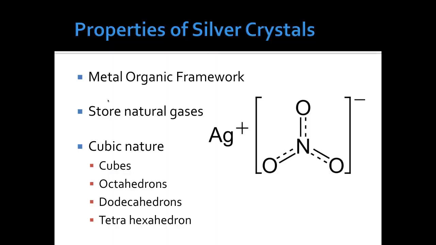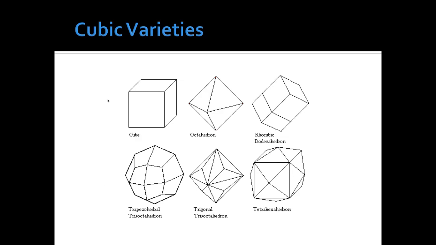Some properties of silver crystals are that they are a metal organic framework, which means they can store gases. They also have a cubic nature. They form in cubes, octahedrons, dodecahedrons, and tetrahexahedrons. This is the chemical symbol for silver crystals. This is just an image of the way that silver crystals form. They form with 6 sides, 8 sides, 12 sides, and 24 sides.